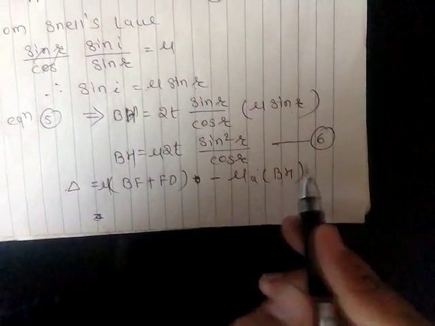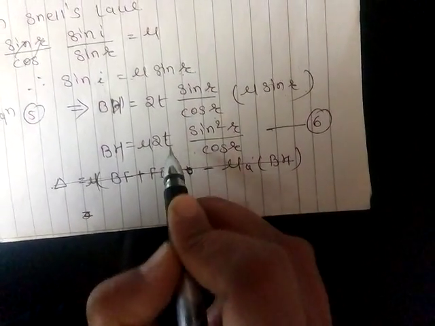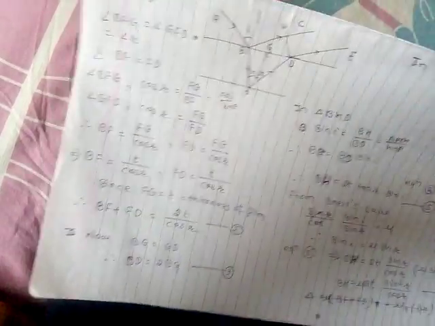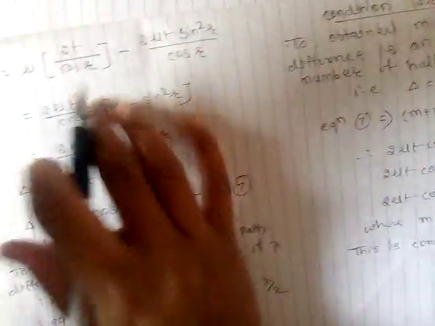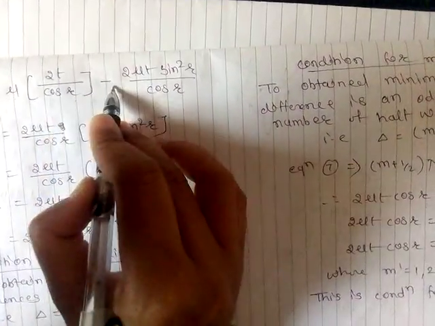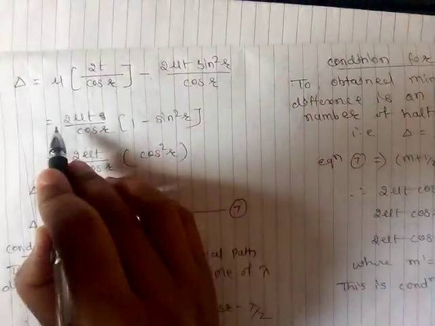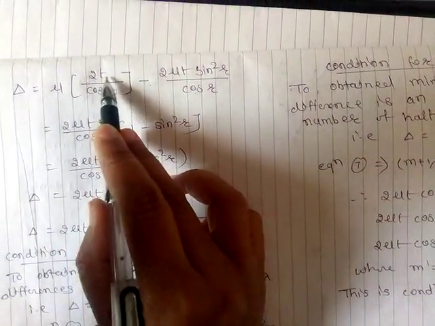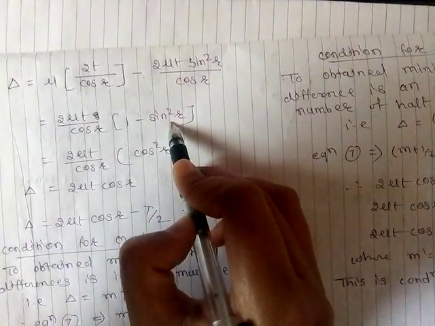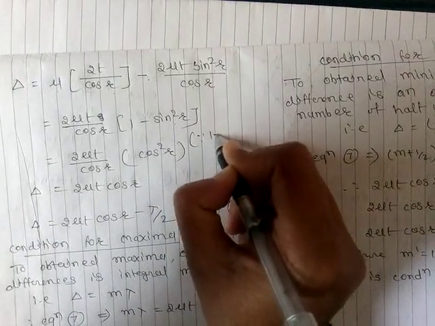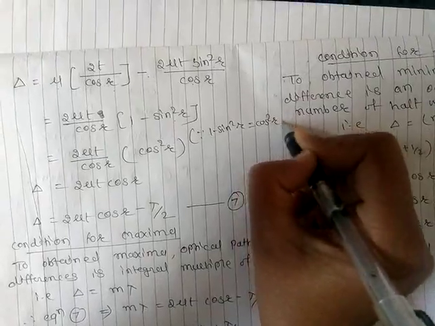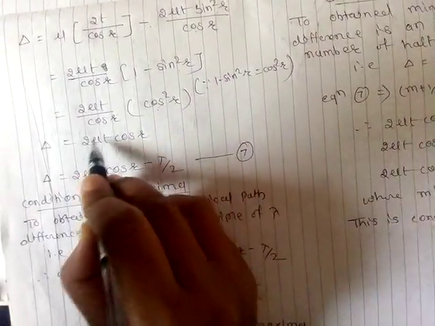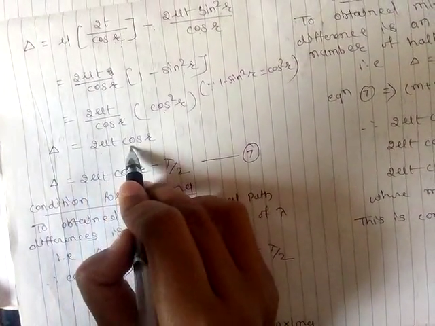Then substituting BH and BF plus FD in equation 1, we get delta equal to mu 2t cos of R minus 2 mu t sin square R upon cos of R. Rearranging this equation, 2 mu t is a common term upon cos of R. We get 1 minus sin square R, since 1 minus sin square R equal to cos square R. Substituting this value, we get cos square R, and cos R cancels, leaving cos R. Therefore the final term is delta equal to 2 mu t cos of R.